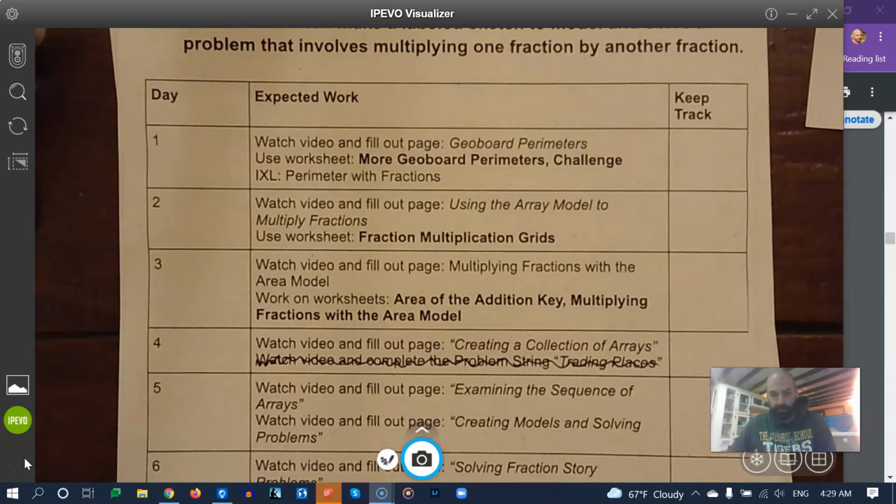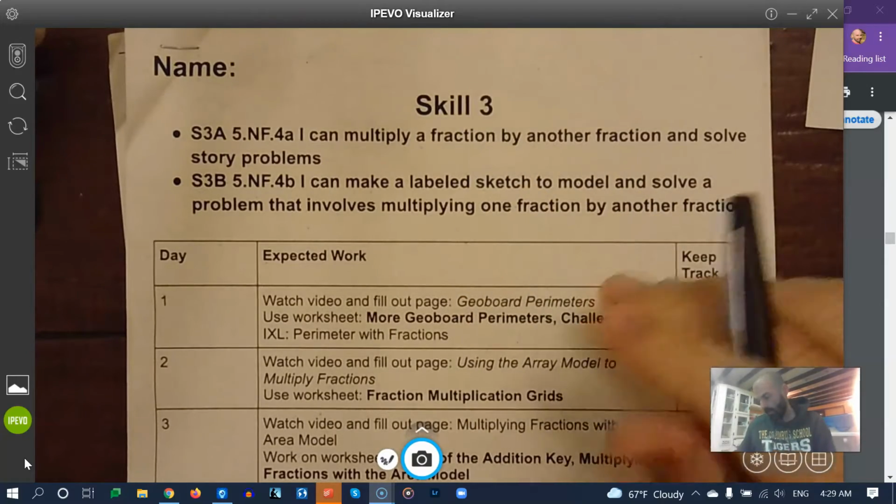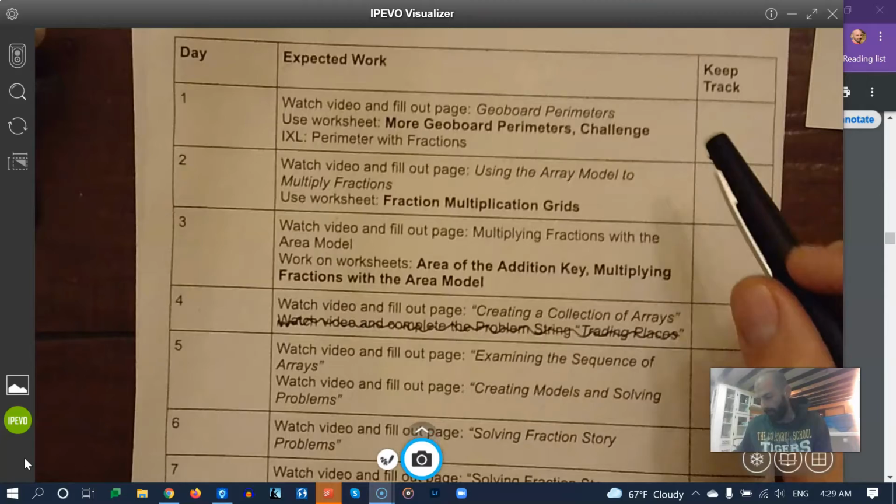All right, hello and welcome to day 4 of skill 3, where we're still learning how to multiply a fraction by another fraction, solve word problems, and being able to model all that good stuff.